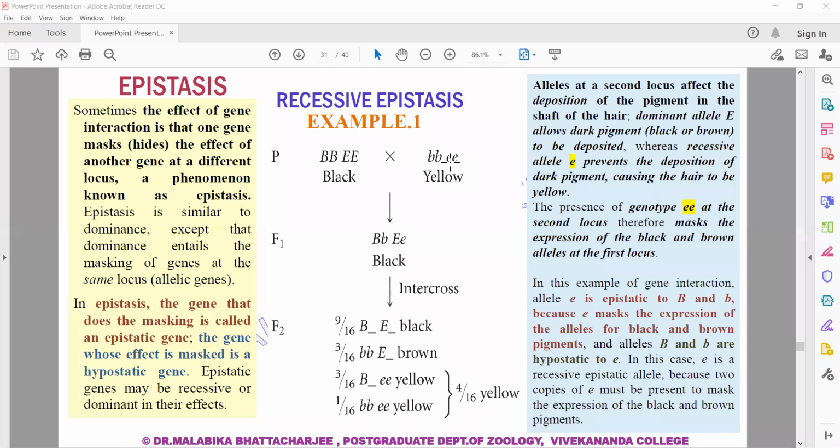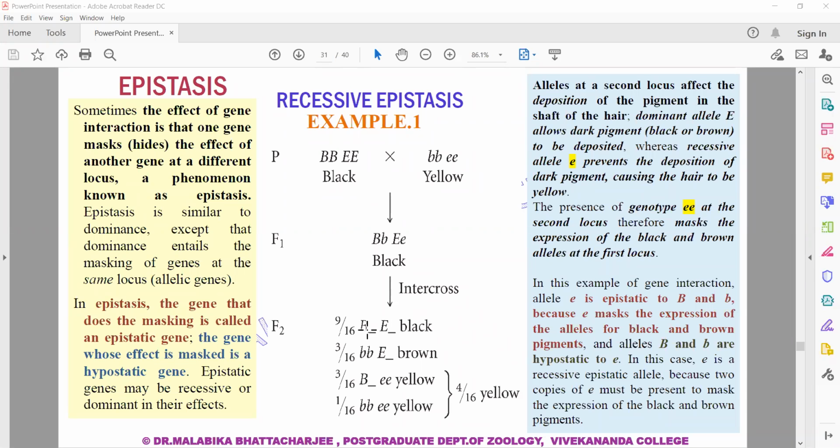So small e is actually preventing the expression of the capital B small b phenotype. So when we have a parental cross like this and we have F1 heterozygotes, now the F1 heterozygotes are self-fertilized. So when they are self-fertilized, if you remember the Mendelian dihybrid cross, what are the genotypes we get?